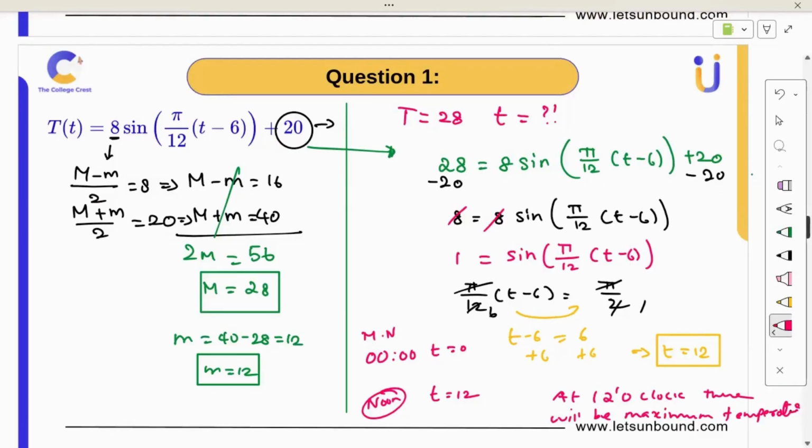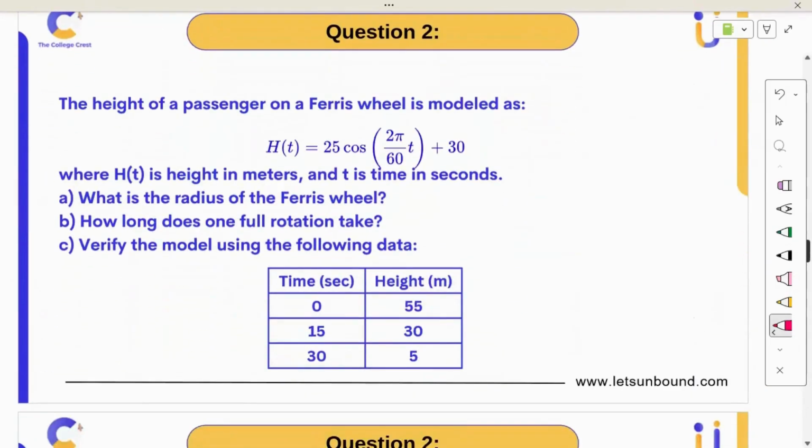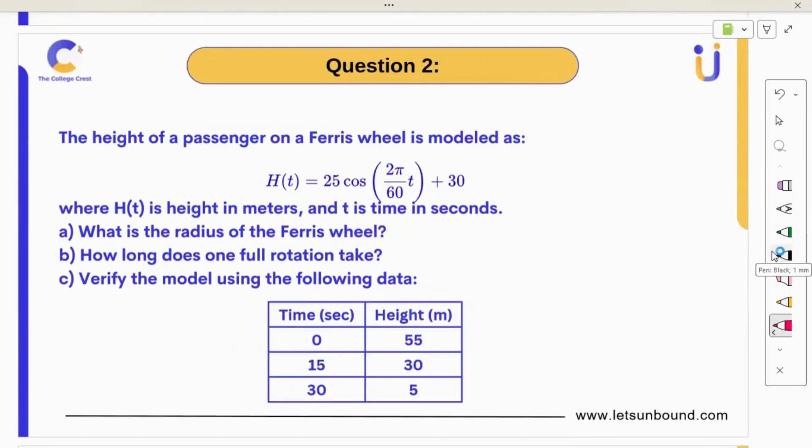And we are moving on, that's just 2 parts. Now question number 2. The height of a passenger on a Ferris wheel is modeled as h of t equals 25 cos 2 pi by 60 t plus 30, where h of t is height in meters and t is time in seconds. What is the radius of the Ferris wheel? How long does one full rotation take? Verify the model using the following data. Let's do one by one.